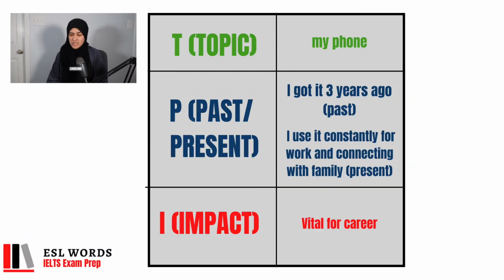So I'm choosing my phone, and for the P, I said that I got it 3 years ago, which is the past. Then I use it constantly for work and connecting with my family. That's a present point that I could talk about. Then for the I, I wrote that it's vital for my career. I would be completely lost without it.